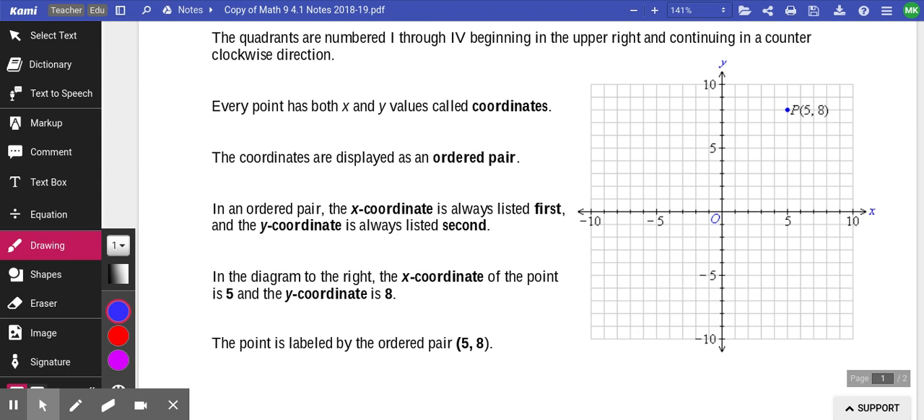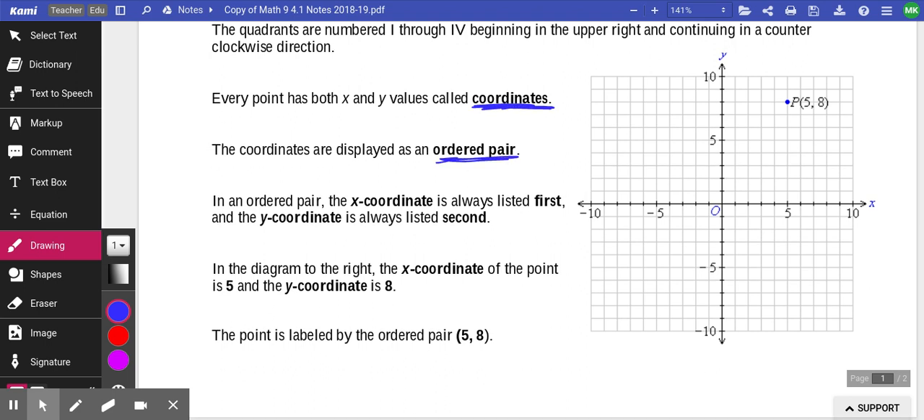When describing where something is on a Cartesian plane, and this is a Cartesian plane, we give you something called coordinates. Coordinates are often written as ordered pairs. An ordered pair is something in a set of brackets where the X number goes first. That means it tells you left or right. And the Y value goes second. That tells you up or down.